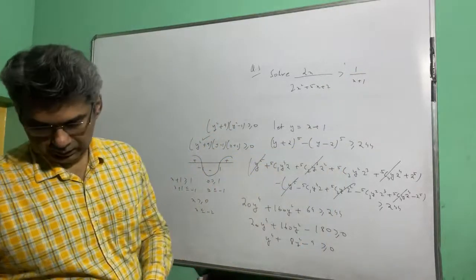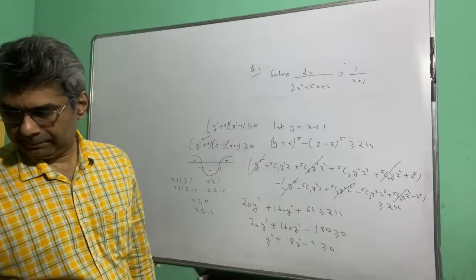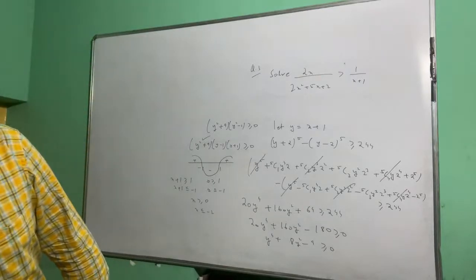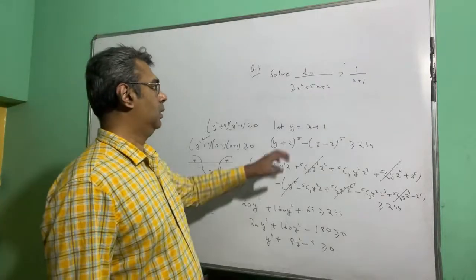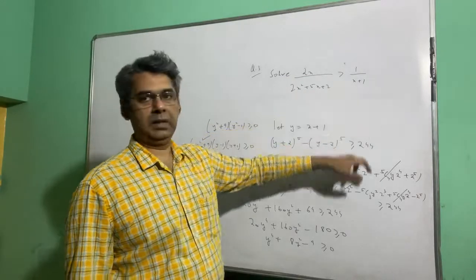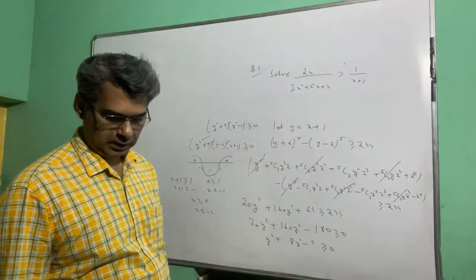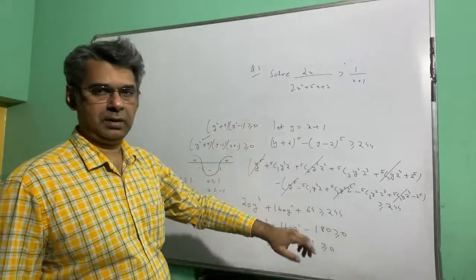Okay, next question is this the one? Yes. Okay. So next question is: solve 2x by (2x square plus 5x plus 2) greater than 1 by (x plus 1). This is the next question. So all of you just try this question. I'll just come in a minute.